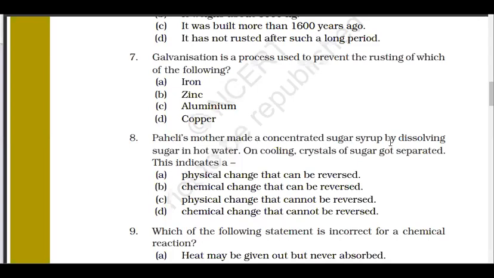Eighth one. Paheli's mother made a concentrated sugar syrup by dissolving sugar in hot water. On cooling, crystals of sugar got separated. This indicates which change? Tell me. This we have studied in Kahoot. Guys, this we have studied in Kahoot. Yes, very good, Nandish.